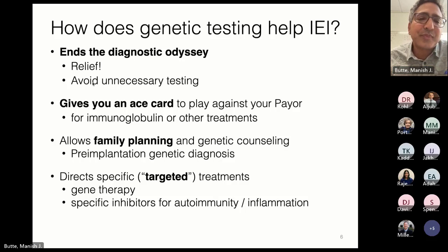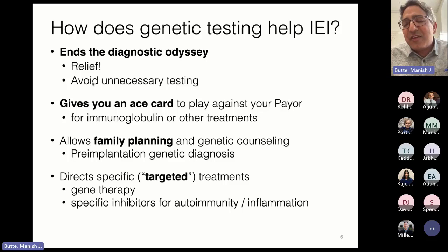It gives you an ace card to play against your payers. The payers, the Blue Crosses and Anthems and United Healthcares of this world, who are insanely antagonistic against rare diseases, don't want to pay for any of the treatments that you want to prescribe. They are going to wither when you show the ace card of a genetic test where you say, this is what my patient has and this is why they need this. And to be able to point to literature around those genetic disorders and the treatments gives you tremendous firepower as they try to say no to you.